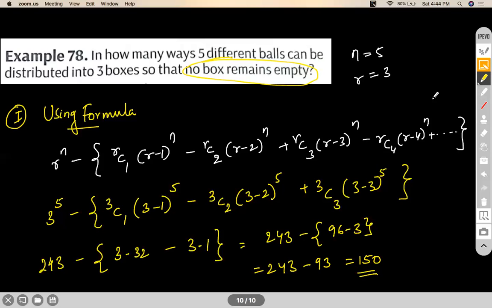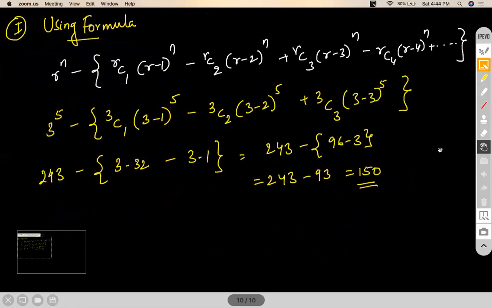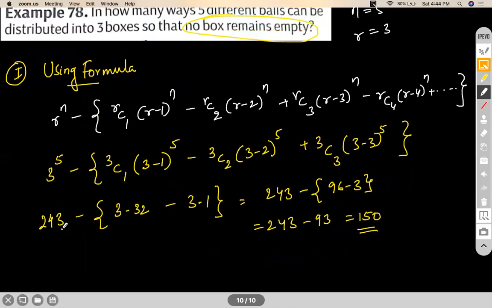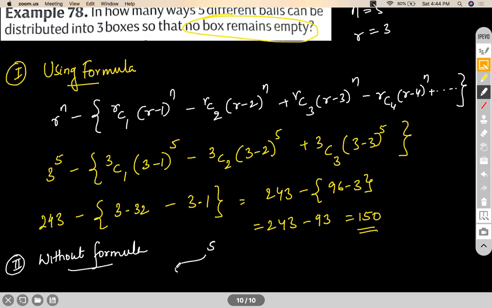Now, let us say you had a bad day and you forgot this formula. That doesn't mean you cannot solve the question. You can still solve the question if you make cases. Now see, without the formula, there is a way to solve it. Now, you have to distribute 5 into 3 boxes such that no box is empty.